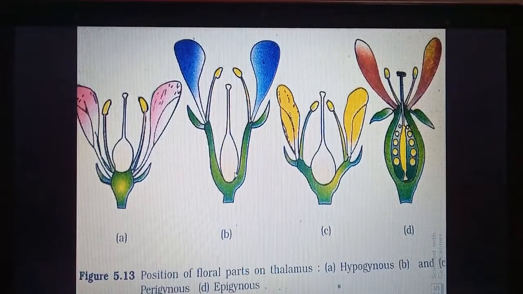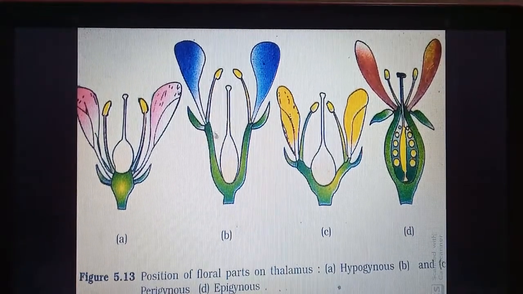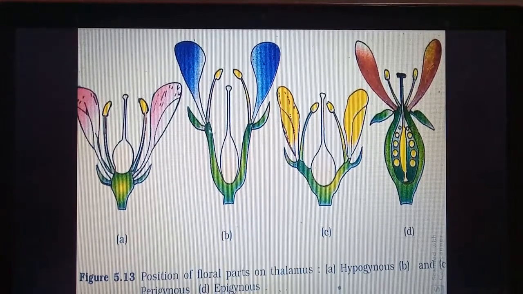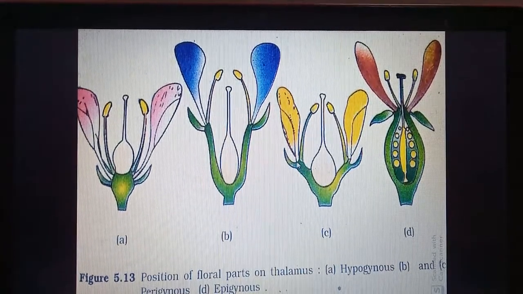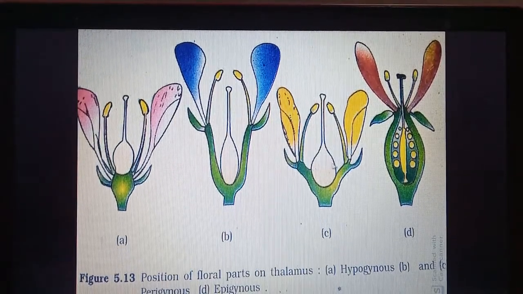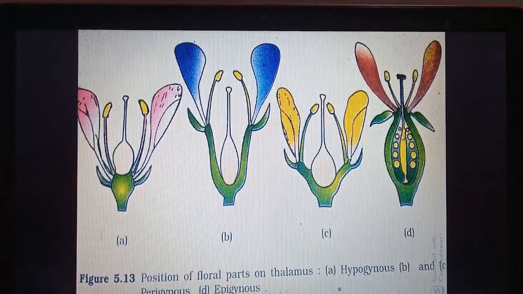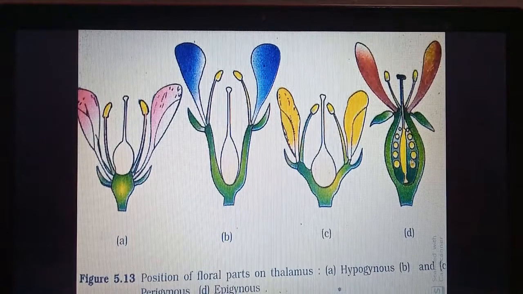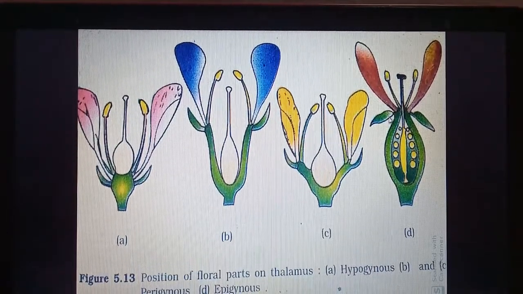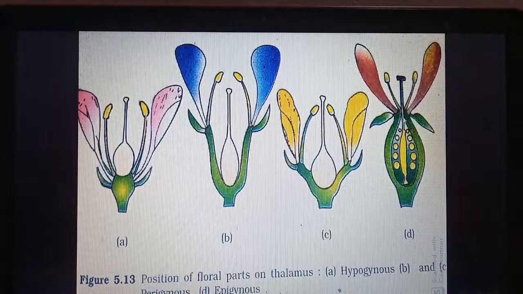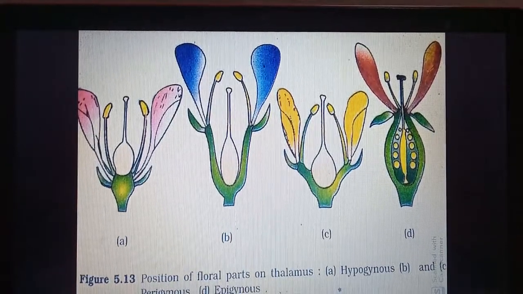In the second diagram there is perigynous condition. Means all the parts are almost at the same level as ovary. Third also perigynous. All the parts are at the same level as ovary. And in the fourth epigynous, so we can see that all the parts are above ovary. Ovary is at the lower part, so it is called inferior ovary. The sepal, petal, androecium and we can see these three parts, they are above the ovary. So this condition is called epigynous.